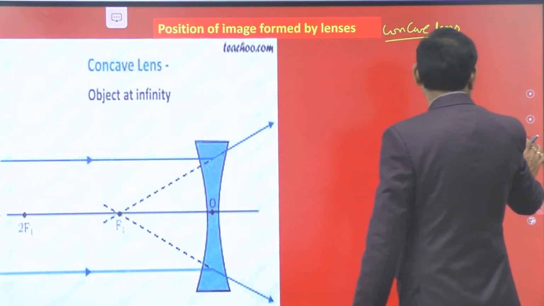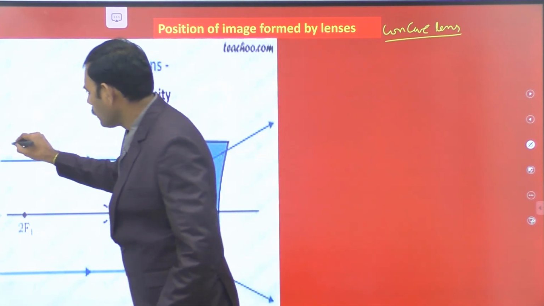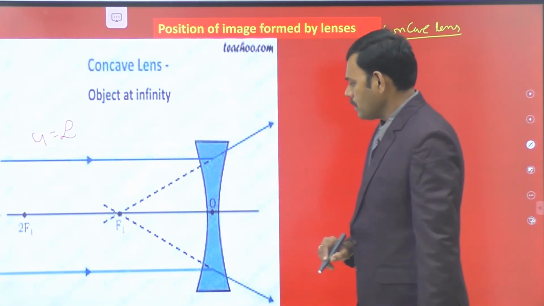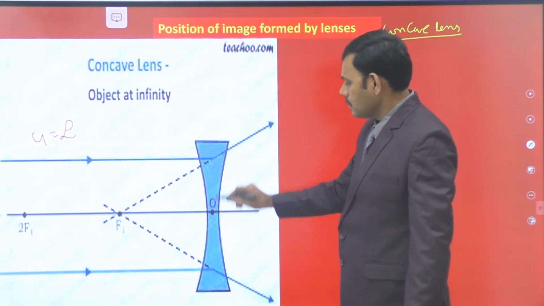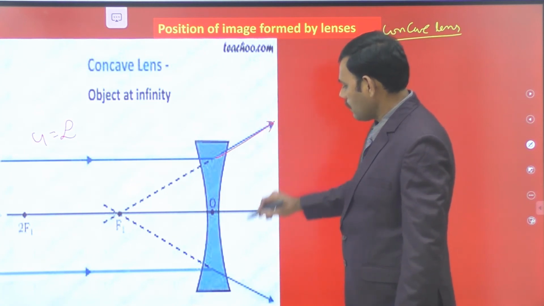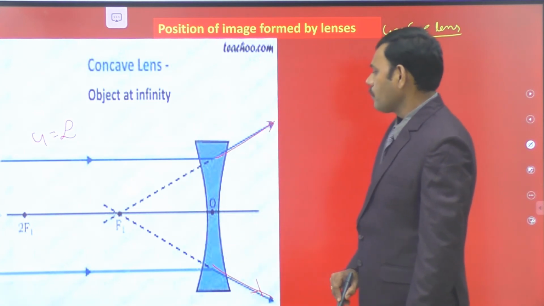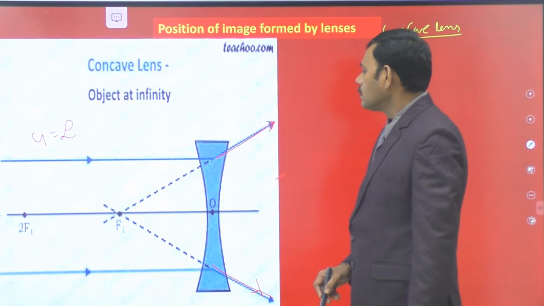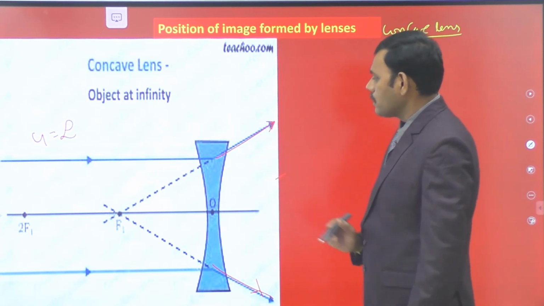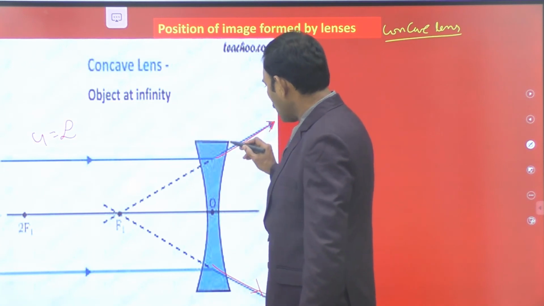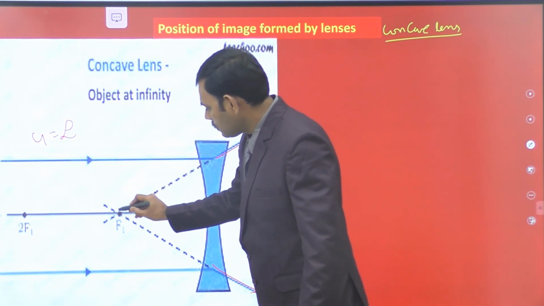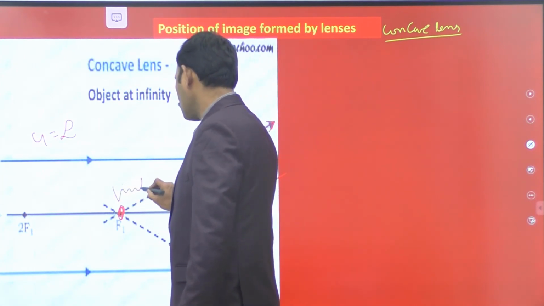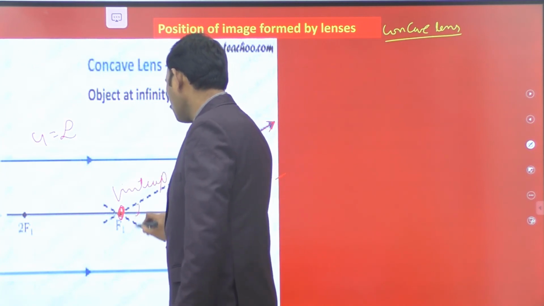Here the object is kept at infinity. U is equal to infinity. So parallel light rays come parallel to the principal axis and intersect the lens. After refraction, the light rays are diverging. After refraction through the concave lens, the light rays diverge like this. Then no image is formed beyond the concave lens. Therefore, extend these two divergent light rays after refraction backwards. They intersect here and we get the image here. Hence it is said to be a virtual image. Virtual image is formed exactly at the focal length.